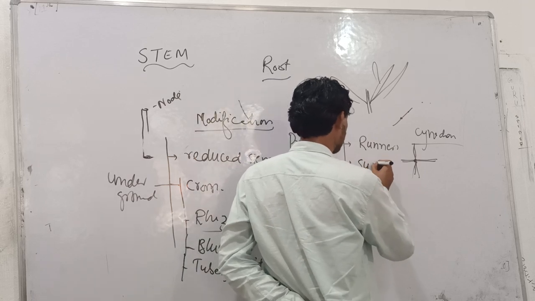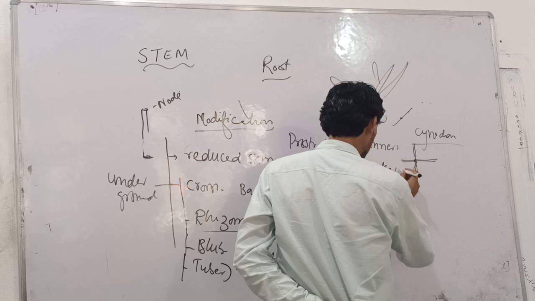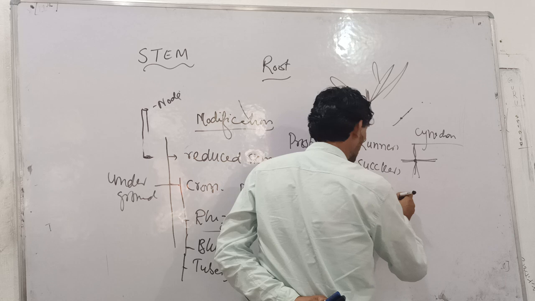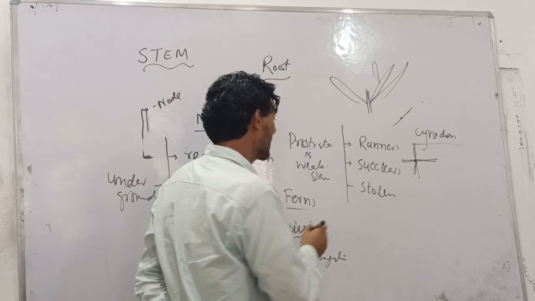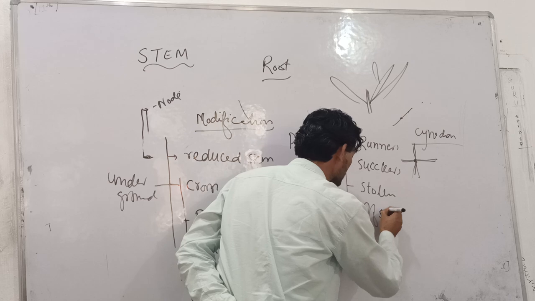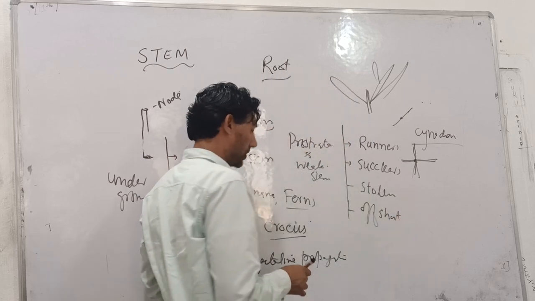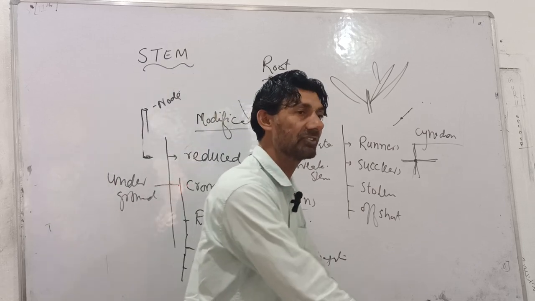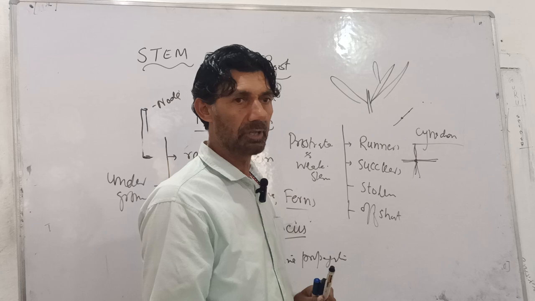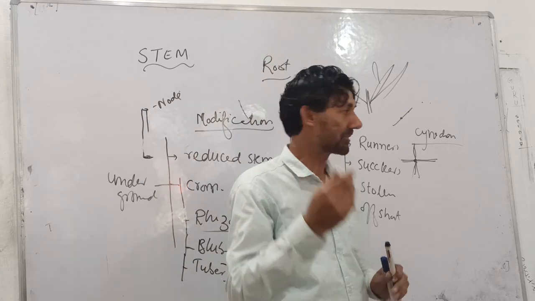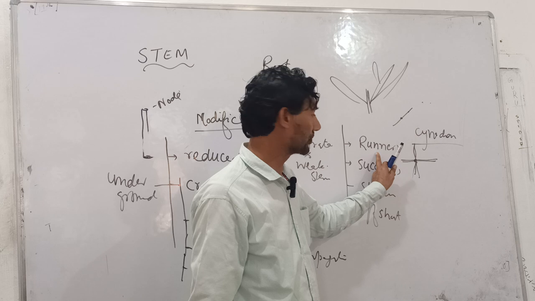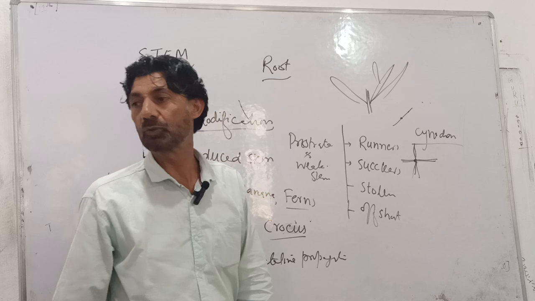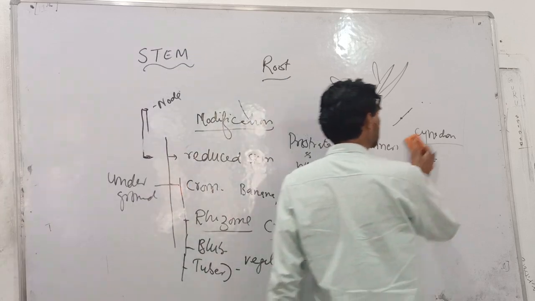That is called as sucker. Suckers. That is called as stolon. Stolon is also a modification. Offshoot. So these are called as prostrate and weak stem: runners, suckers, stolon, offshoot.